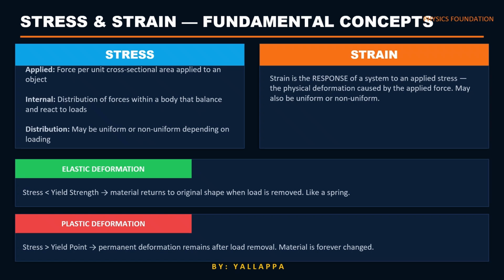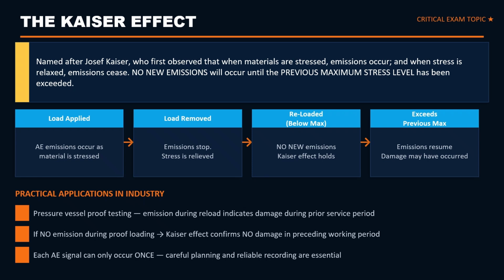But when stress exceeds the yield point, plastic deformation occurs. Now the material permanently changes shape, and this plastic deformation process itself can generate acoustic emissions. This is a very important concept in AE because many emissions are generated during dislocation movement and permanent structural change inside the material. Now we come to one of the most important topics in acoustic emission testing: the Kaiser effect. And trust me, this is a favorite Level 3 exam topic.